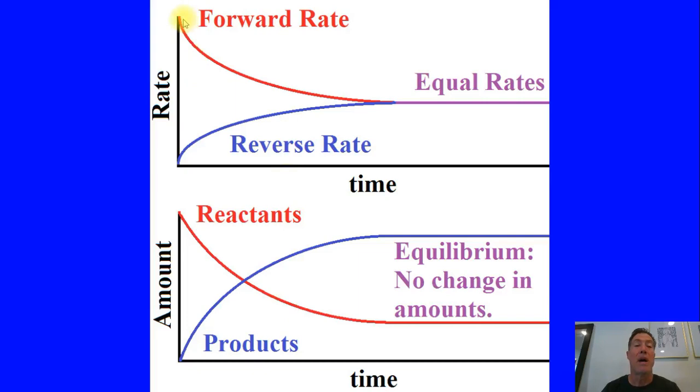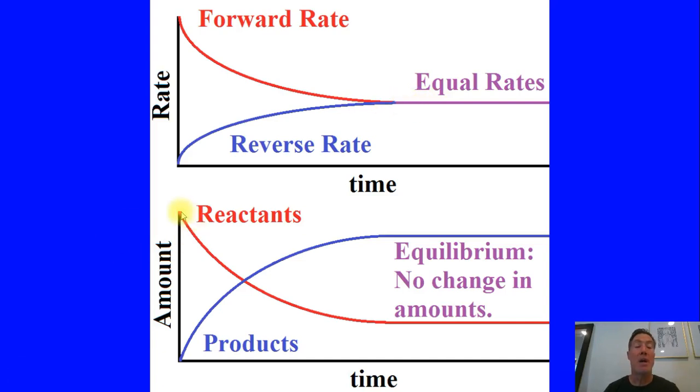So, for example, here's the forward rate, and initially the forward rate is going to be quite high as reactants are converted into products. But as the products grow, more and more of them will be converted back into reactants, and eventually the forward rate of product production and the reverse rate of product decomposing back to its reactants will become equal. And so the forward and reverse rates will remain the same. And at that point, they're equal.